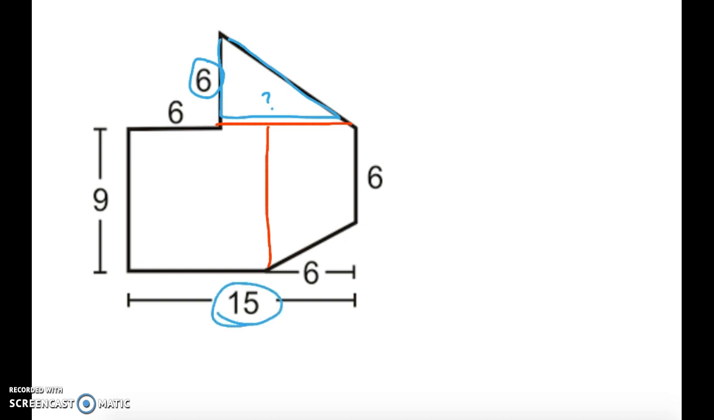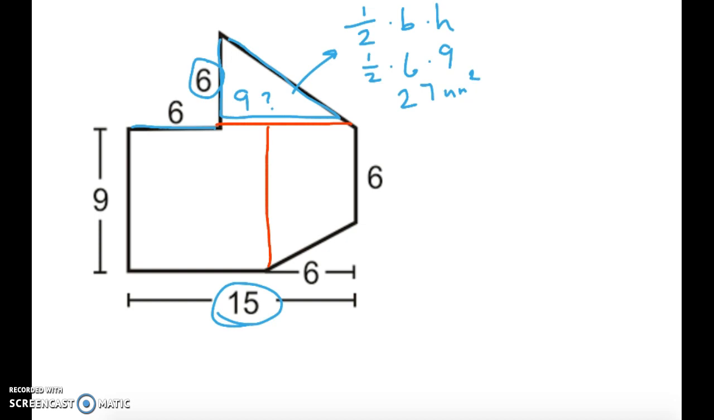This 15 labeled down here goes all the way across, and then I see that the 6 up top here only goes part way. So I need to find the number that I can add to 6 to get 15, which in this case is going to be 9. To find the area of this triangle, I know the formula is 1/2 times base times height. So I can now plug in my numbers of 6 and 9, and I get that the area of that triangle up top is 27 units squared.